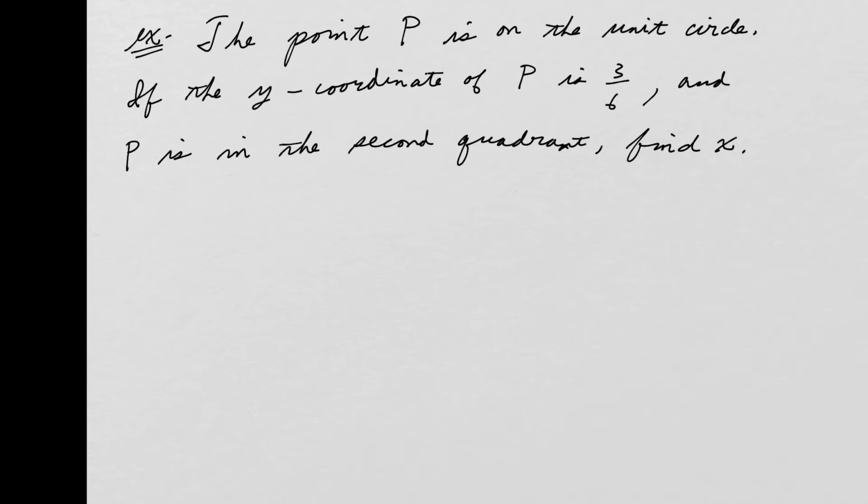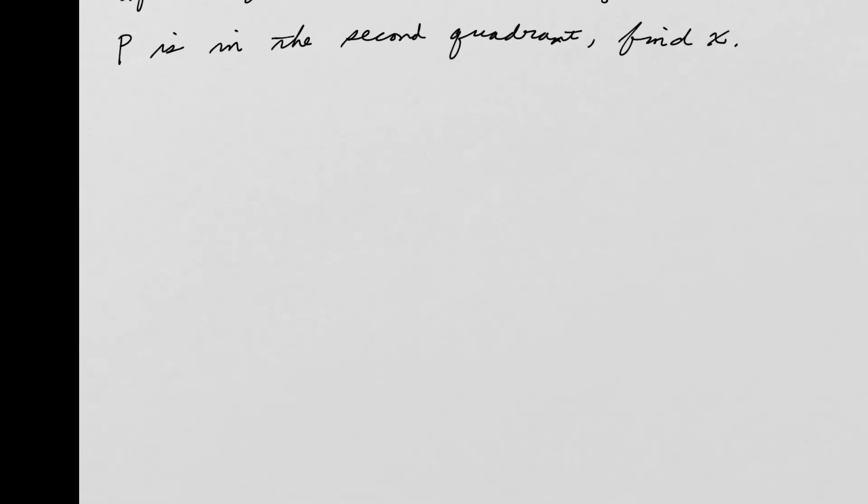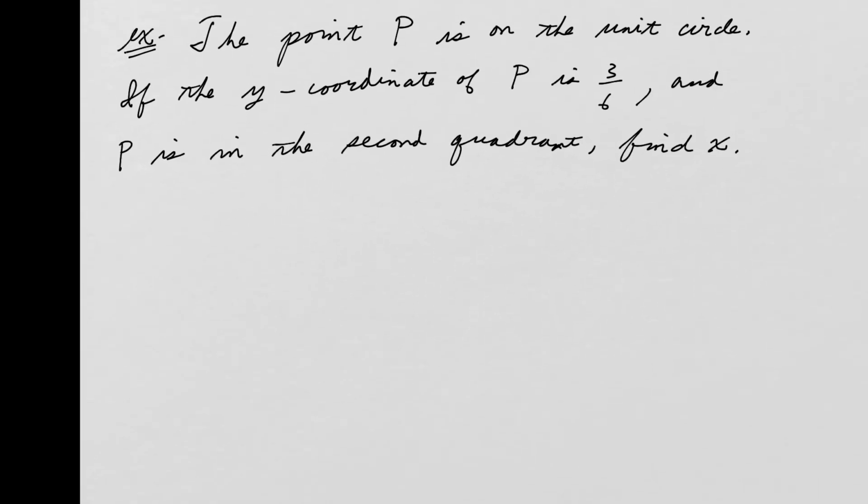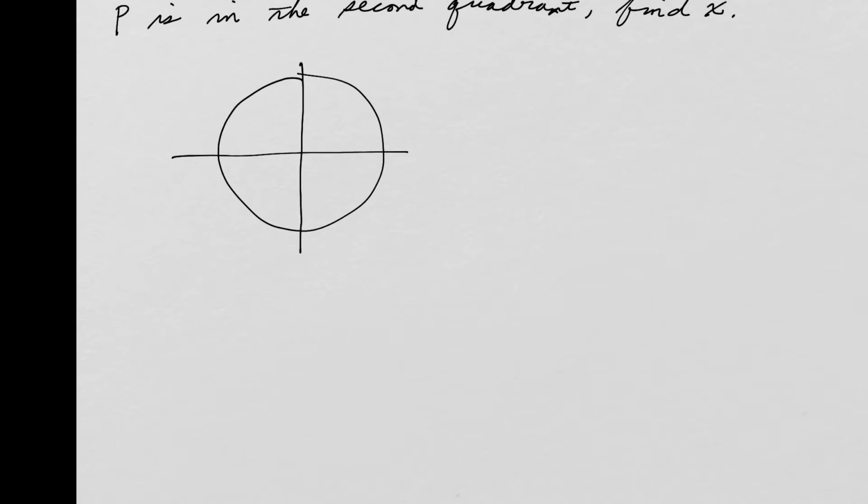Okay, so it might help to draw a picture here, right? Again, let me read the problem. The point P is on the unit circle. If the y-coordinate of P is 3/6 and P is in the second quadrant, we want to find x. Okay, so here's my unit circle. I know that I'm in the second quadrant, so something like this.